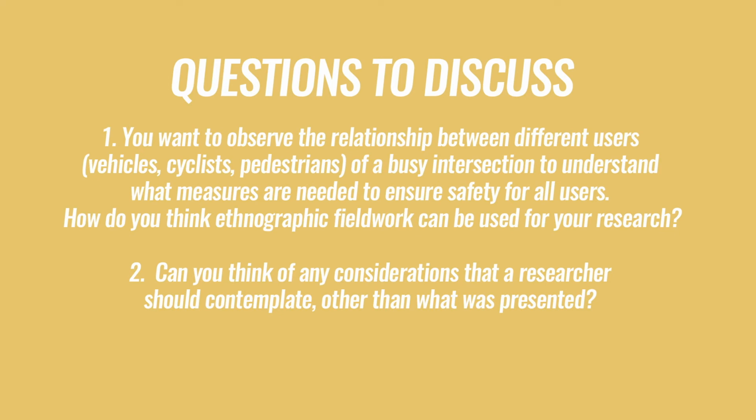The first question is, you want to observe the relationship between different users, vehicles, cyclists, and pedestrians, of a busy intersection to understand what measures are needed to ensure safety for all users. How do you think ethnographic fieldwork can be used for your research? The second question is, can you think of any considerations that a researcher should contemplate other than what was presented?